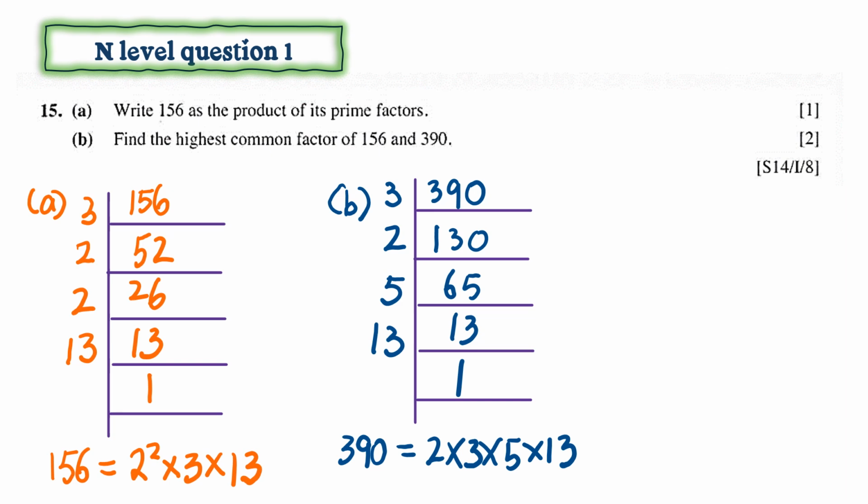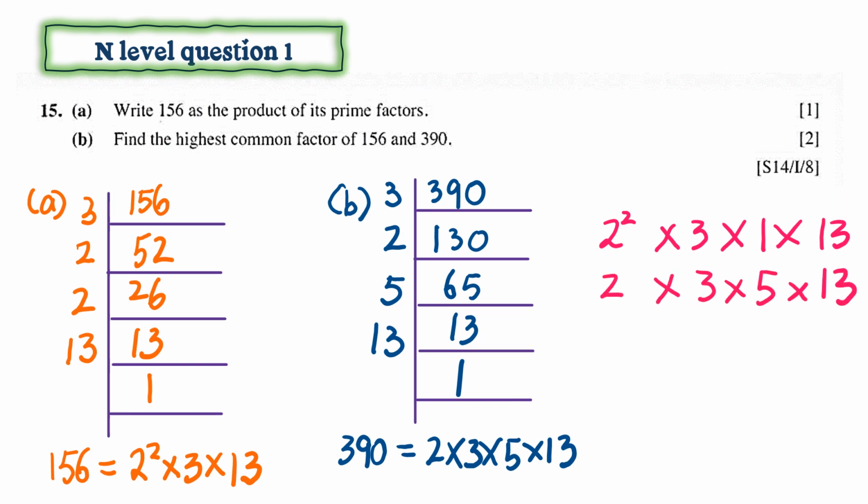Right, so there's a way of finding the highest common factor of these two numbers. Basically, we need to arrange it properly. Put all the 2s and 3s and 13s in blocks. This is called blocks. So you see that for the number 156, I don't have the number 5. So if there's no number 5, I replace it with the number 1.